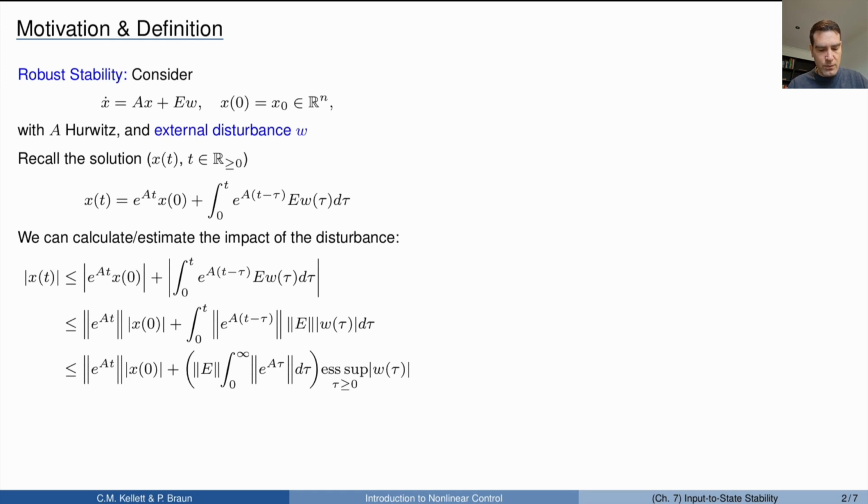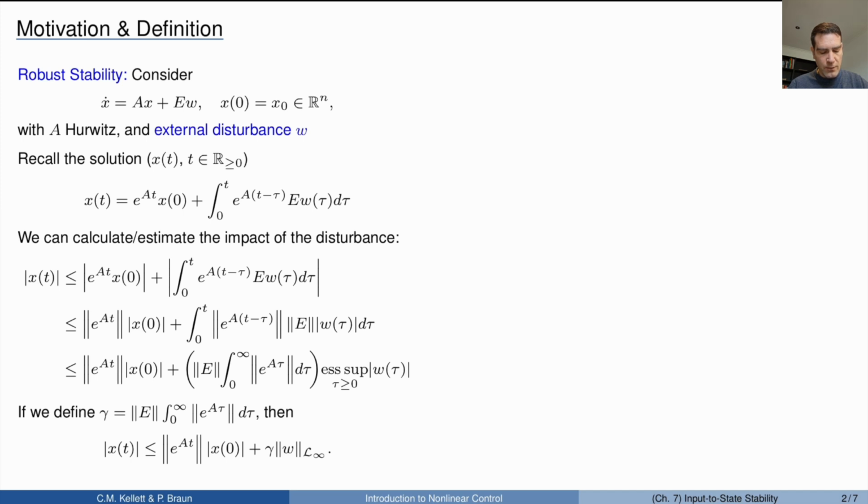And something which I haven't said, but which is highlighted on this slide: we assume in this context that the matrix A is Hurwitz. So without W being equal to 0, our origin is stable. And that ensures that our integral is well-defined and finite.